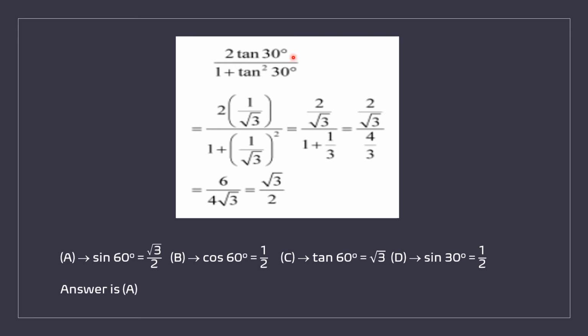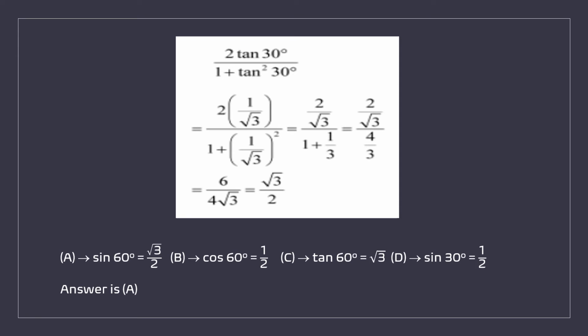2 tan 30 degrees: from the table, tan 30 is 1 by root 3. That's why 2 into 1 by root 3, by 1 plus tan square 30 degrees, which means nothing but the square of tan 30. Tan 30 is 1 by root 3 whole square. Now 2 into 1 by root 3 is 2 by root 3. This is 1 plus 1 by root 3 whole square, which is 1 by 3. Do the regular LCM, simplify the denominator. You will get 3 plus 1 by 3, that is 4 by 3. Now 2 by root 3 by 4 by 3. You will get 2 by root 3 into 3 by 4.